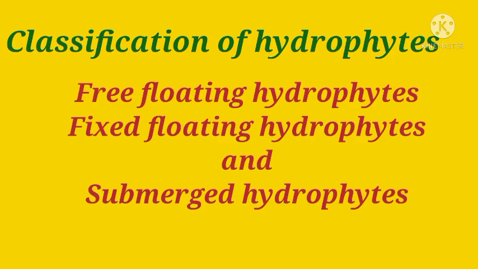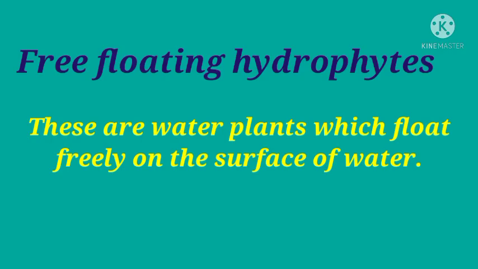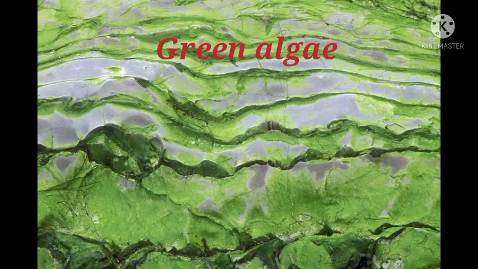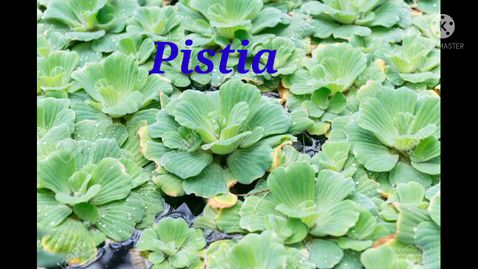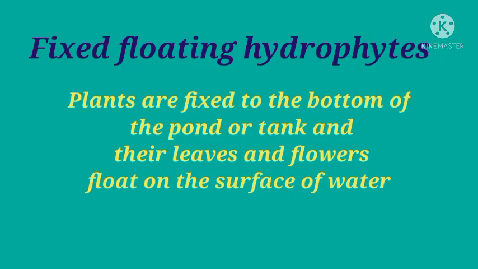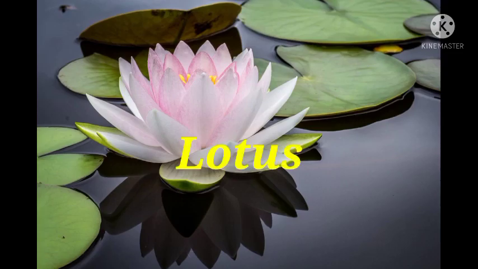Let's see free floating hydrophytes first. Free floating hydrophytes are water plants which float freely on the surface of water. Examples of free floating hydrophytes are duckweed, green algae, wolffia, water hyacinth and pistia. Fixed floating hydrophytes. These plants are fixed to the bottom of the pond or tank and the leaves and flowers float on the surface of water. Examples of fixed floating hydrophytes are lotus and water lily.